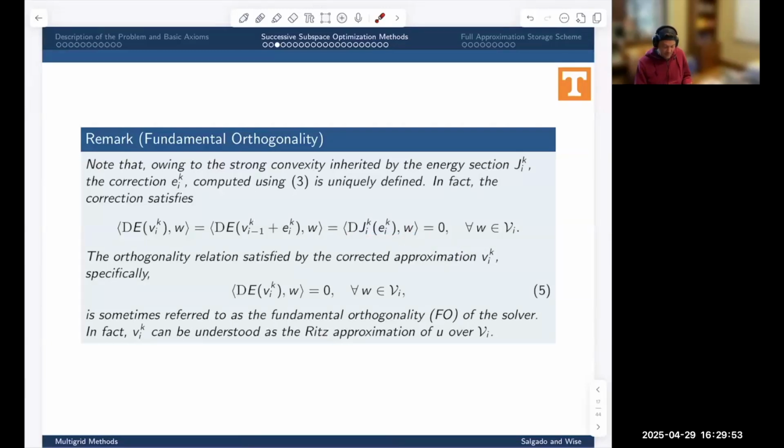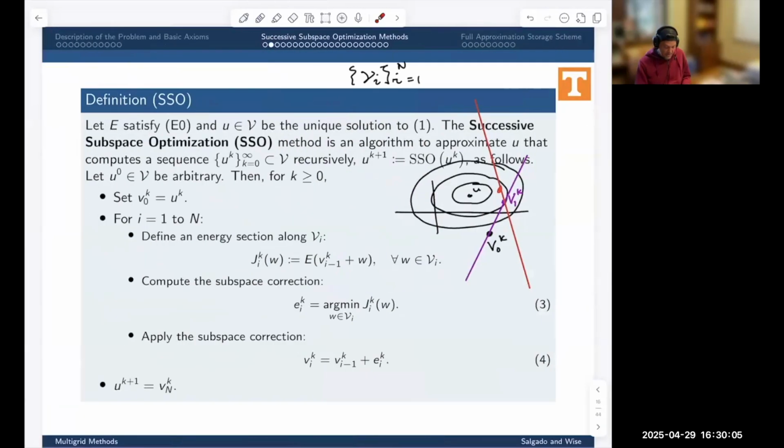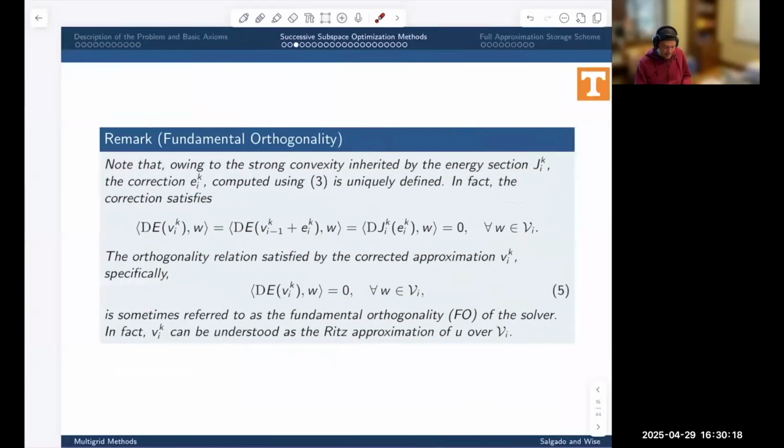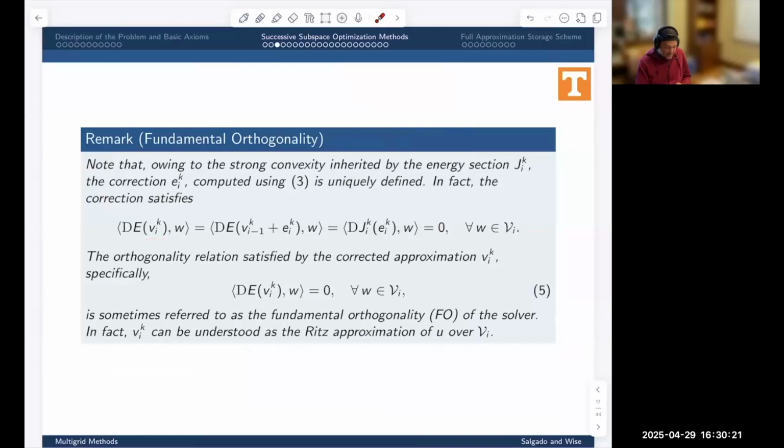Now, once we solve that problem, it has the solution EI, but notice that EIK added onto VI minus 1K, which is how JI is defined. Once I add this correction on here, that's EIK, this whole thing just becomes VI, so I can replace it in there. So this is VI. This is the orthogonality that I'm talking about. This equals 0 for all W. That's the fundamental orthogonality relation.